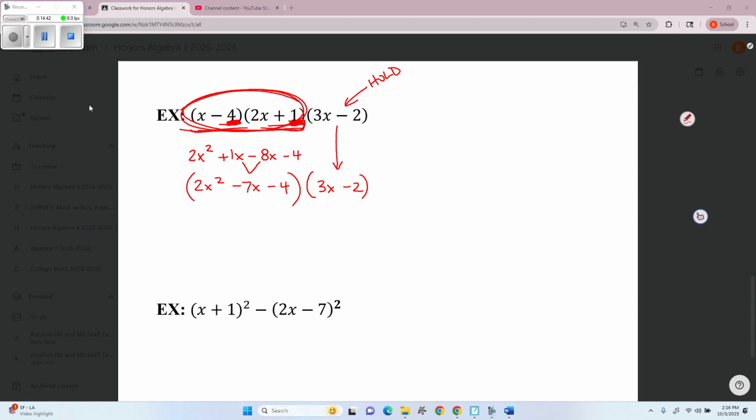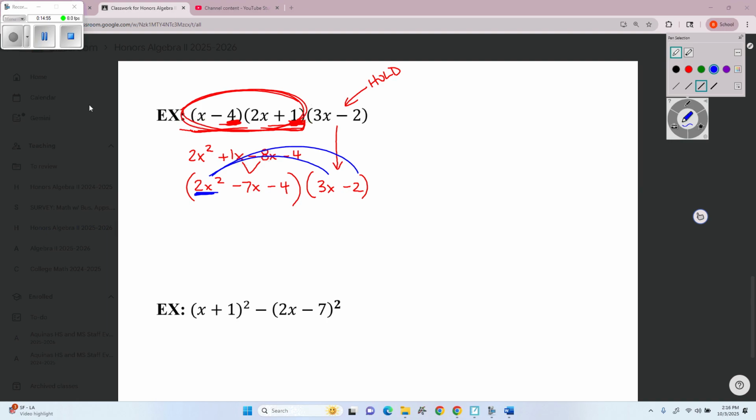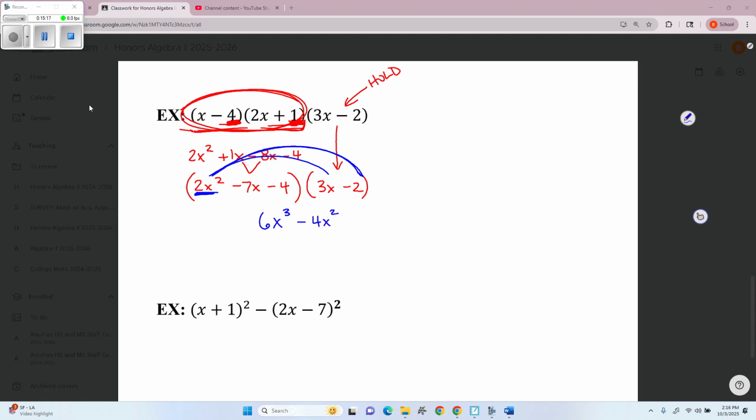So kind of using a combination of tactics here. Now we've got to take every term in our first trinomial, so this 2x squared, and multiply it by every term over here. So we're essentially just distributing step by step. What's 2x squared times 3x? That would be 6x cubed. Then we take our 2x squared times our second term over here. So 2x squared times negative 2 gives us a negative 4x squared.